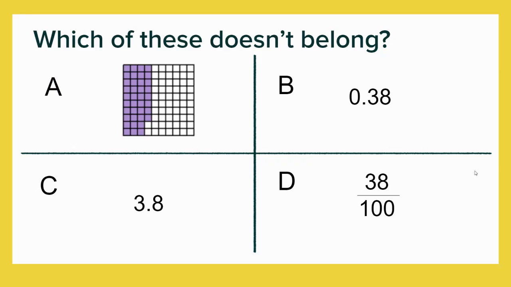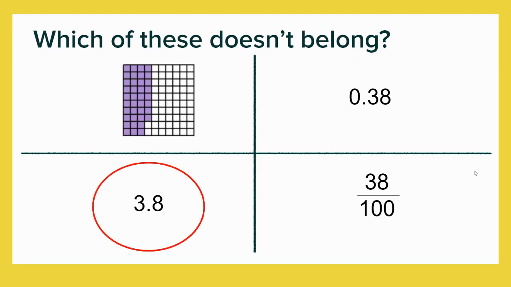Which of these does not belong? Our picture shows 38 hundredths. Our fraction here shows 38 hundredths. And here's 38 hundredths as a decimal. The circled one shows 3 wholes and 8 tenths, or 3 8/10.